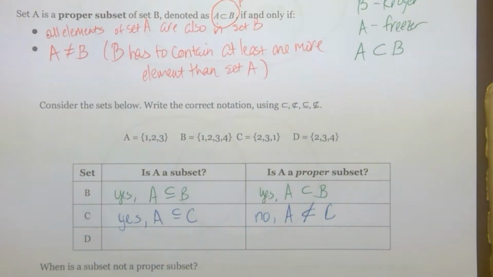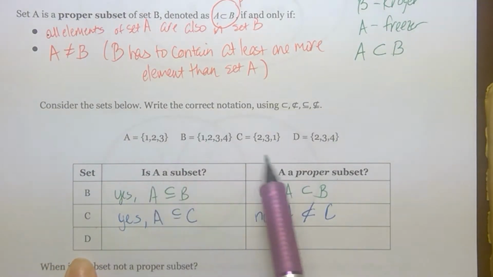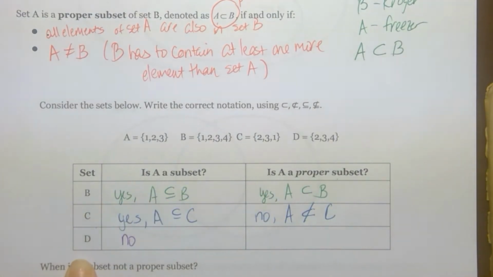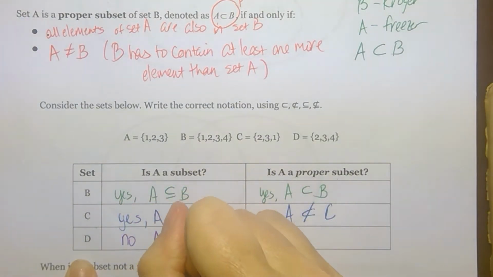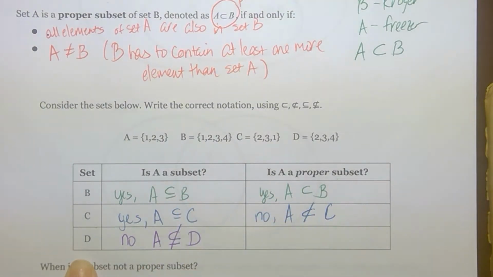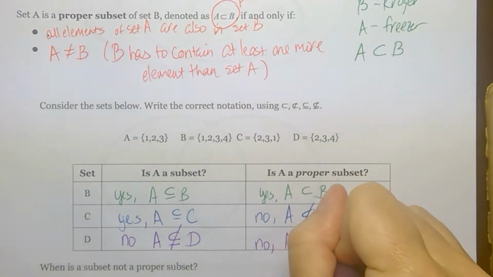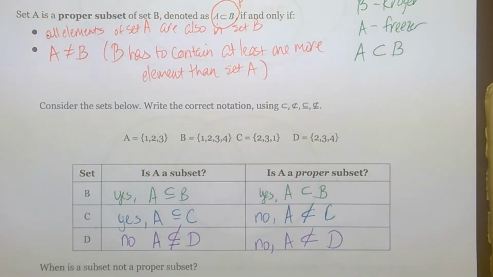And then finally, is A a subset of D? Well, A has 1, 2, 3. D has 2, 3, 4. No, all of the elements in A are not in D. So A is not a subset of D. And since it's not a subset, it definitely cannot be a proper subset. So A is not a proper subset of D.